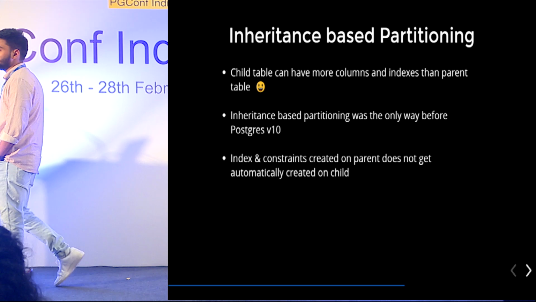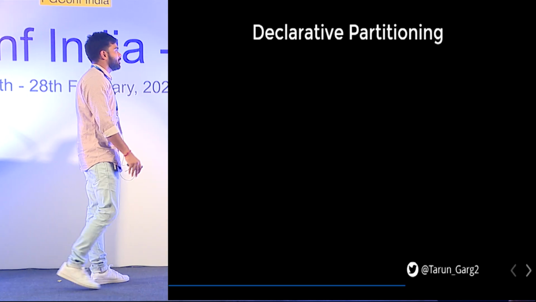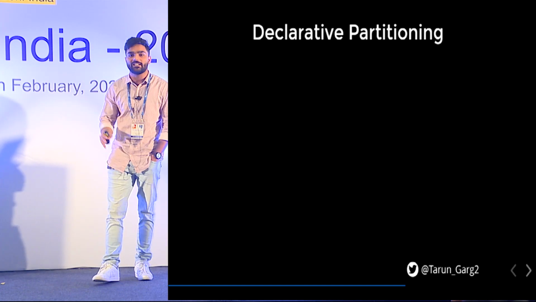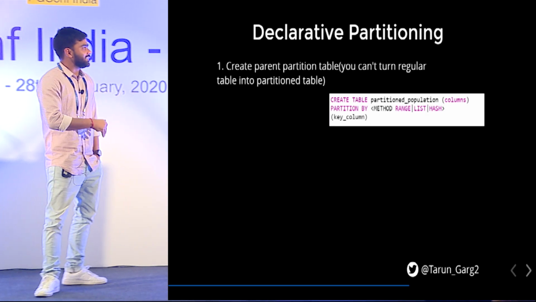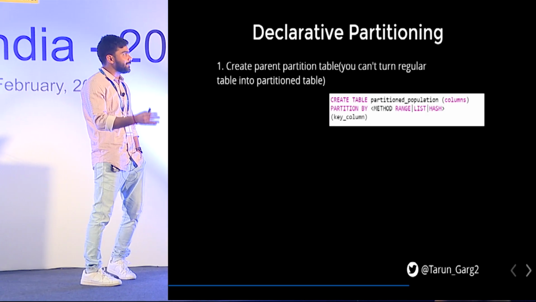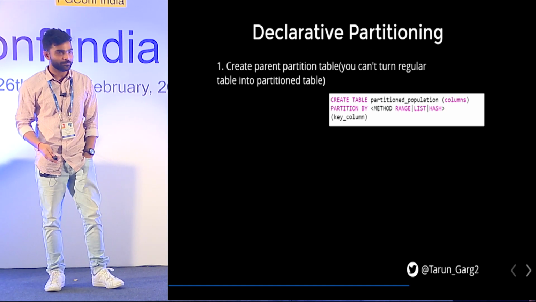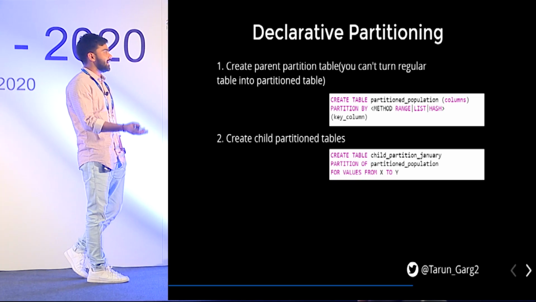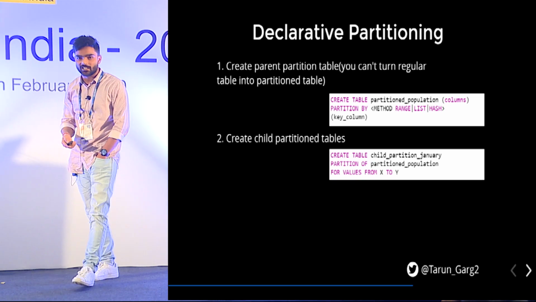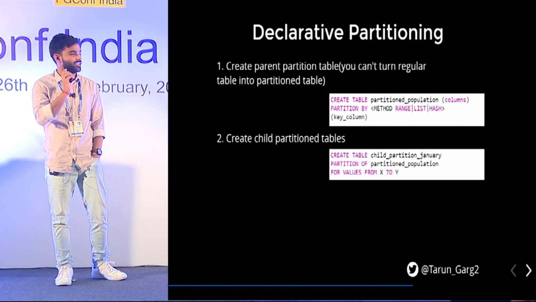Inheritance-based partitioning was not majorly used before Postgres 10 came out. Postgres 10 introduced something called declarative partitioning, or some people might call it native partitioning, which is partitioning in the true sense, basically. What you do in declarative partitioning is you create a parent partition table. One caveat here is you cannot turn a regular table into a partition table. You create child partition tables from that parent partition table that you just created above. So that is all you need to do to enable declarative partitioning.